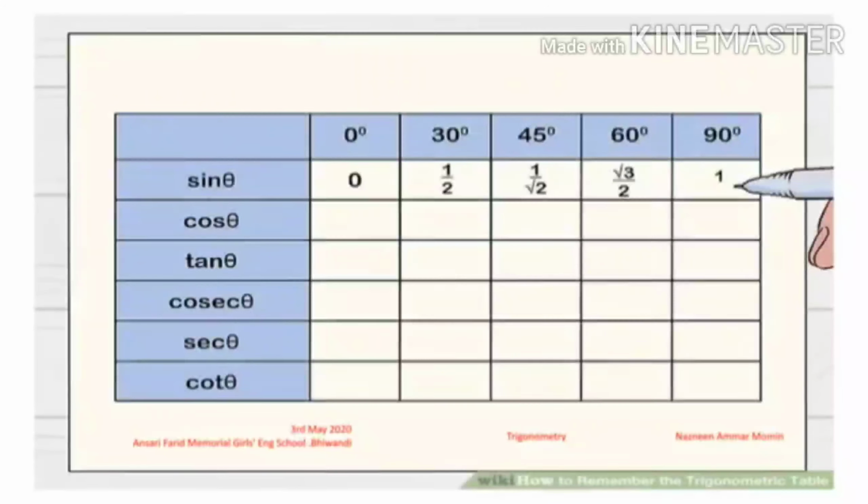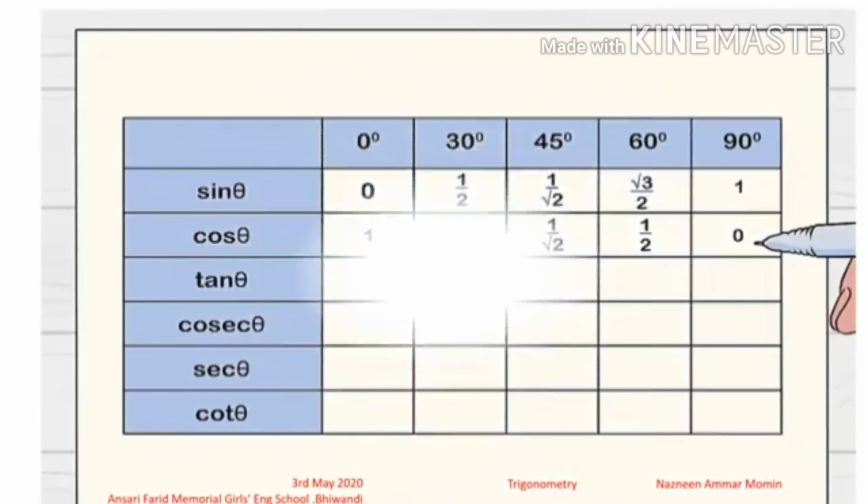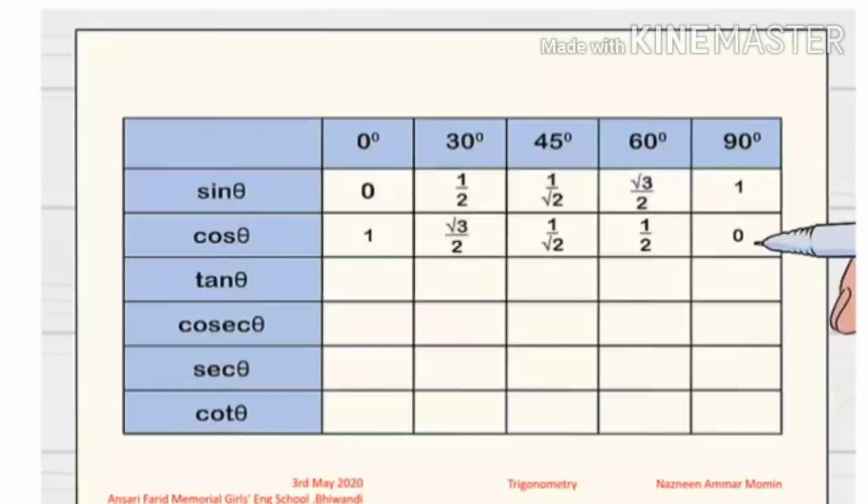We'll copy those values in the first column of our trigonometric table as follows. Clear? Now sine is done. After copying the sine, what you have to do is start from the number 1 and start copying the numbers as 1, root 3 upon 2, 1 upon root 2, 1 upon 2, and 0. So it will appear as clear. Means where we ended, we started again.